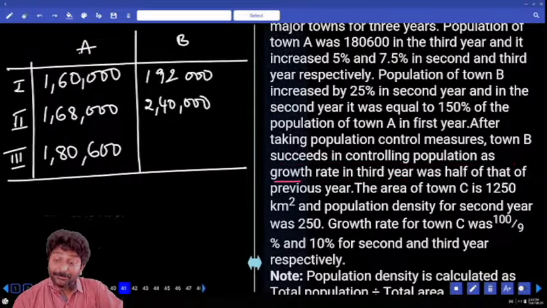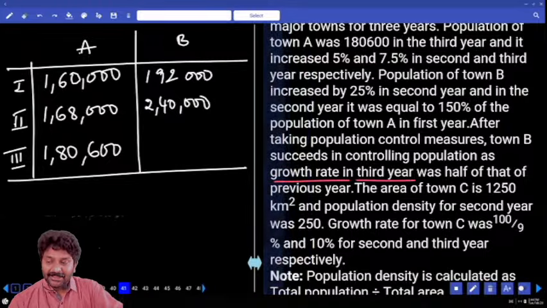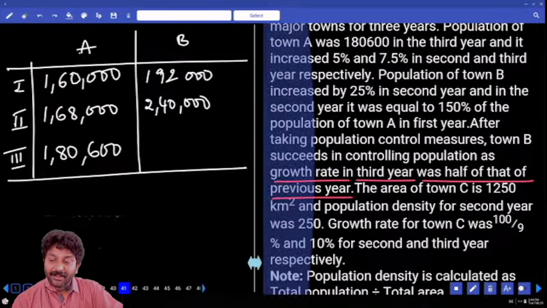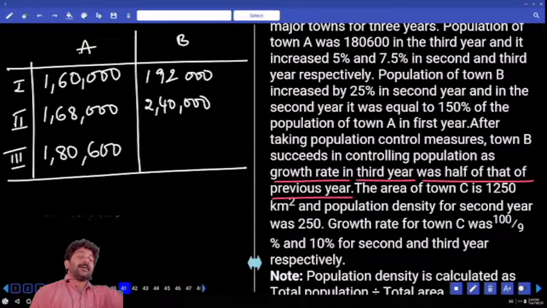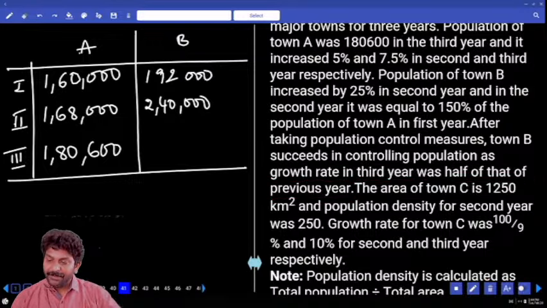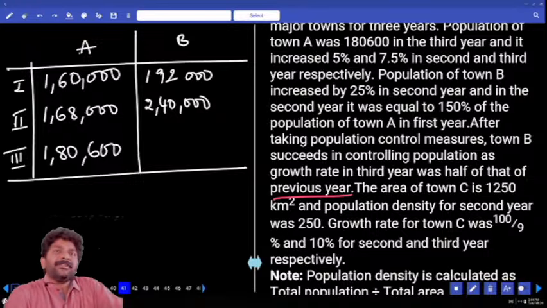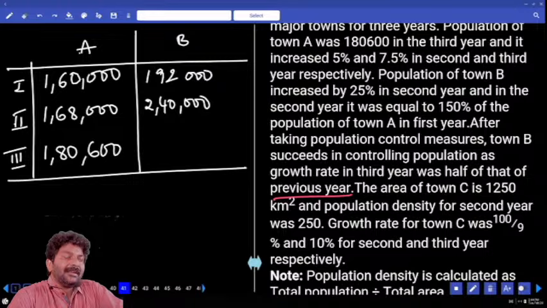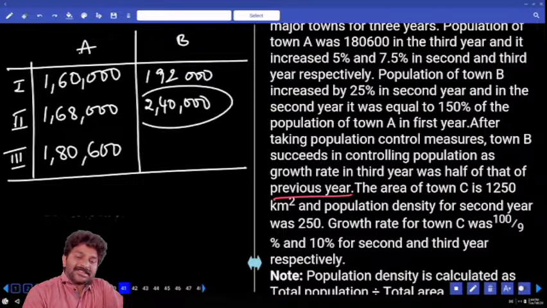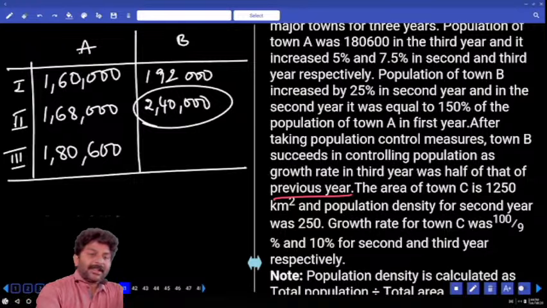So the growth percentage in third year was half that of previous year. Previous year, how much was the percentage increase? 25. And now it becomes half of that number. Yes? What do you mean by 25%? 1/4? Again half of that? 1/8. So now upon this number, 1/8 should increase, right? What is 1/8? 30,000 increased.